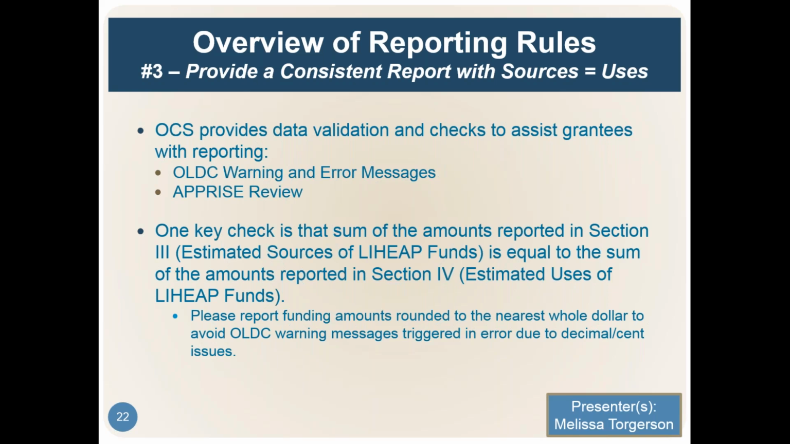One key check is that the sum of the amounts reported in Section 3, estimated sources, is equal to the sum of the amounts reported in Section 4, estimated uses. And so, that's what we talked about. This is really what's at the heart of this report: this much money came in, and this is how we have blocked it out across all of our program components. We ask that you report funding amounts rounded to the nearest whole dollar to avoid OLDC warning messages triggered by decimal or cent issues.